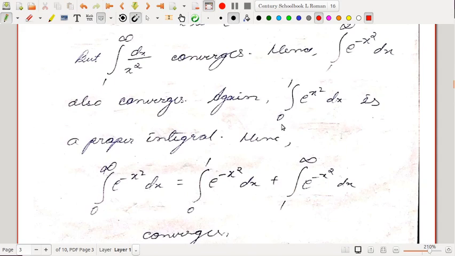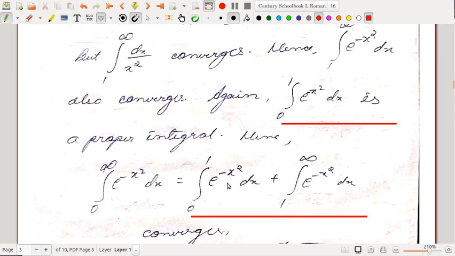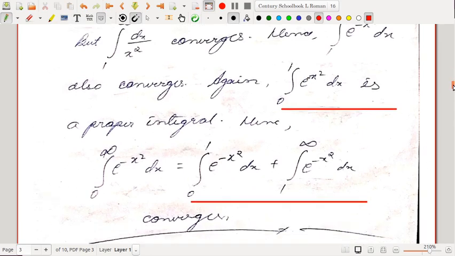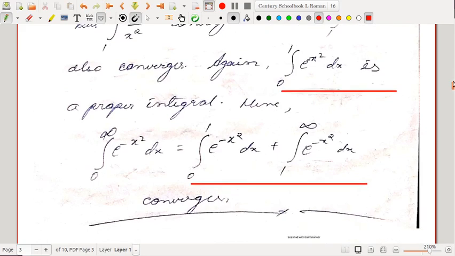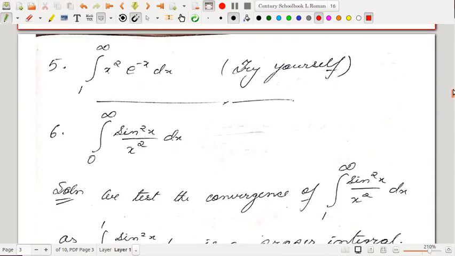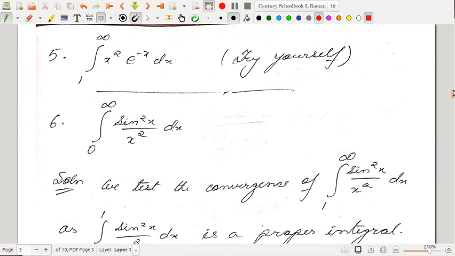Again, the integral from 0 to 1 of e to the power minus x squared, sorry, it's minus x squared, please make this correction. The integral from 0 to 1 of e to the power minus x squared dx is a proper integral. Hence, this given integral can be written as the sum of these two, because the first one is a proper integral and the second one is a convergent integral. So the original integral also converges. This fifth one, you can try it yourself.